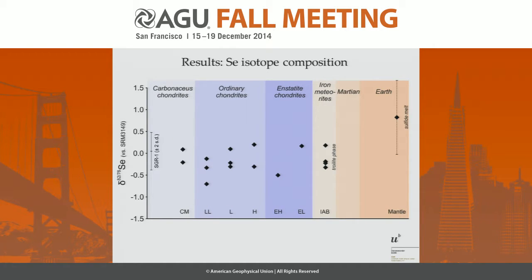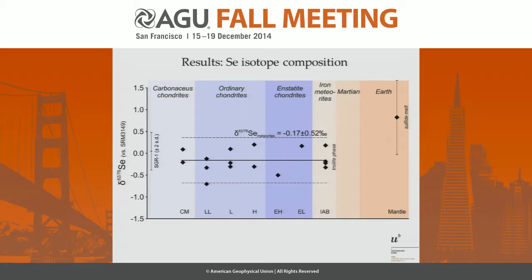So these are the results for the selenium isotope composition of all our samples. Here you can again see the uncertainty of our method. And what we observe is that the chondrites are rather homogeneous, so they plot at minus 0.17 plus minus 0.52 per mil. And this uncertainty is nearly the same as the uncertainty of our method. So we are not able to distinguish the different chondrites from the selenium isotope composition.